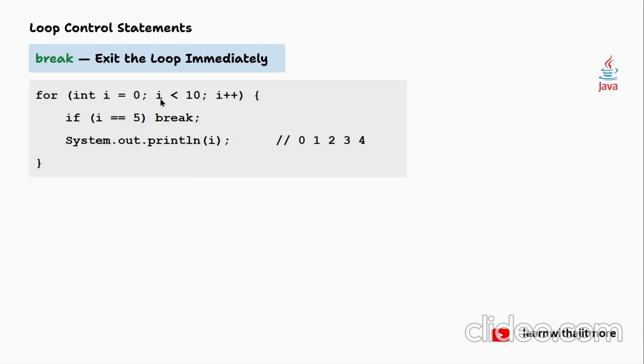Again 3, 3 less than 10? Yes, but is it 5? No, so print 3. Plus plus 4, 4 less than 10? Yes, but is it 5? No, print 4. Now i becomes 5. Is 5 less than 10? Yes, come inside. But is 5 equal to 5? Yes, break and directly come out of the loop.